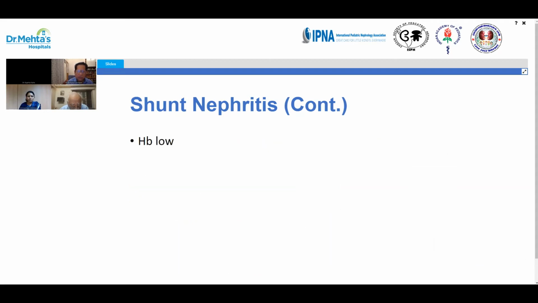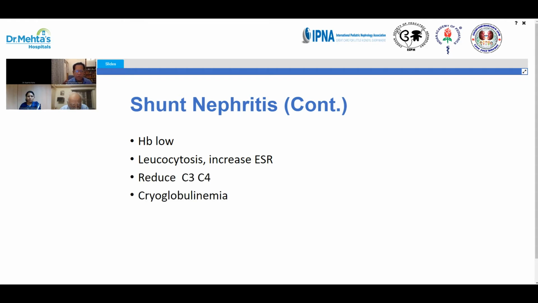If you go for the investigation, they have some findings of low hemoglobin and leukocytosis. Another important finding is that cryoglobulinemia may be present, and there may be high rheumatoid factor and ANCA positivity.